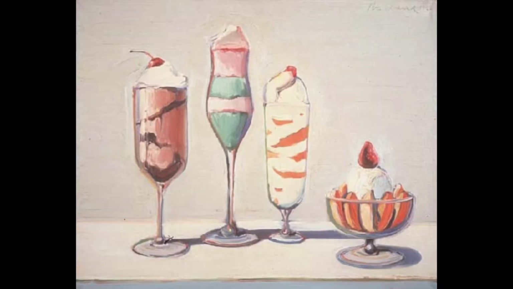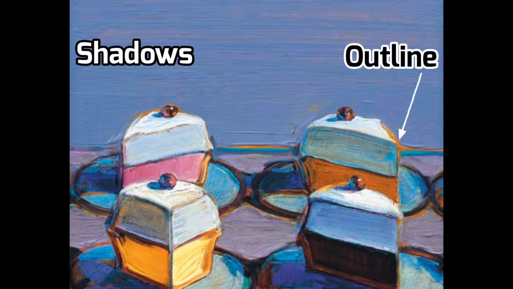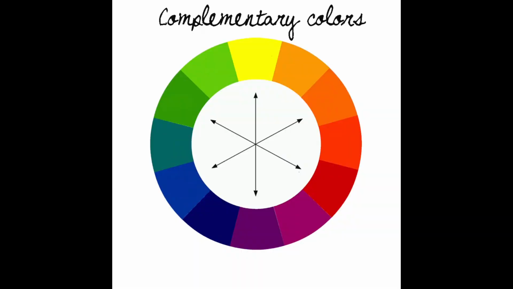Now, let's pay close attention to two aspects of his work. Number one, the way he outlines objects with complementary colors. And number two, the colors he uses for shadows. Let's start with the outlines. He uses a trick to outline objects using complementary colors.